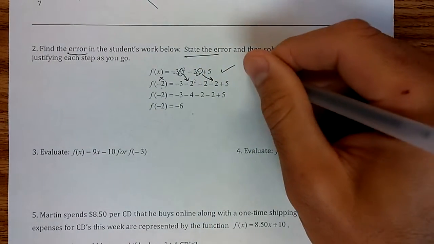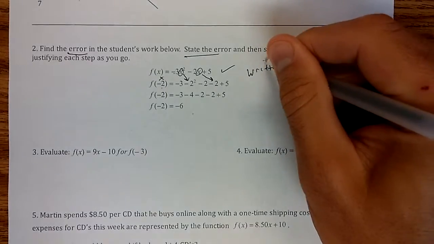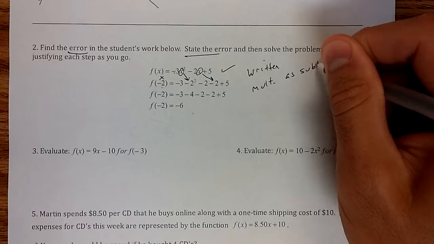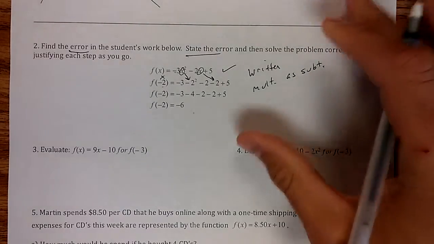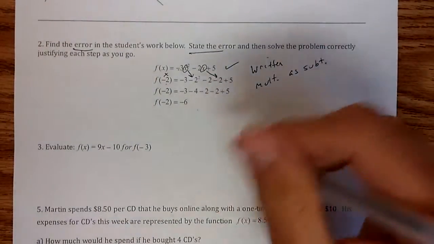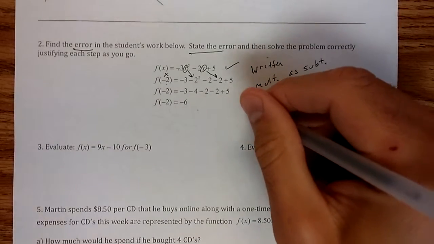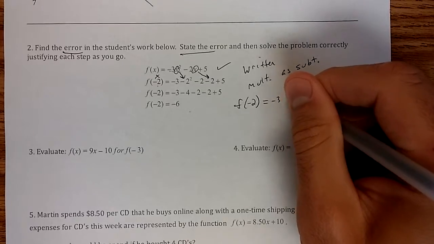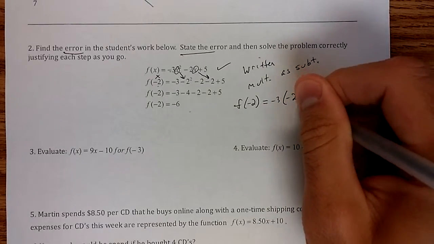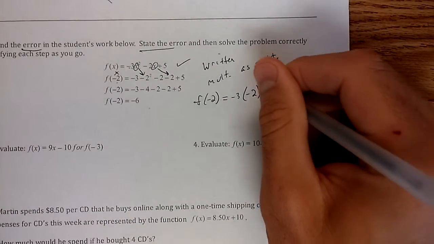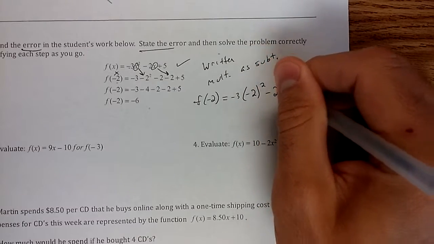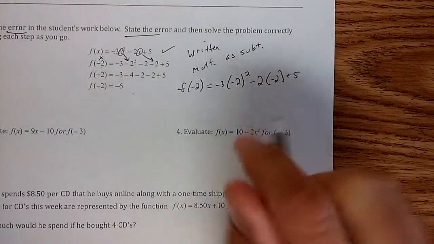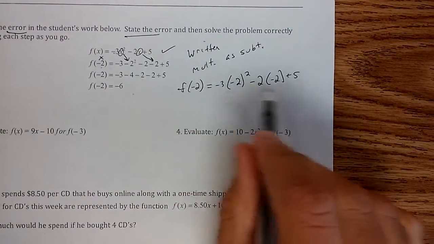So they've written multiplication as subtraction. And that's a no-no. You cannot do that. So when you plug numbers in, we always teach that you put them in parentheses, always. So this x gets a -2 in parentheses, squared. And -2 in parentheses here. So this is what it should look like.